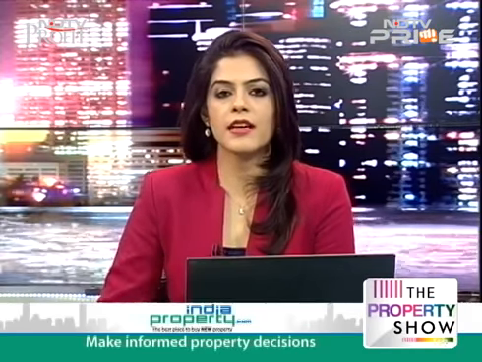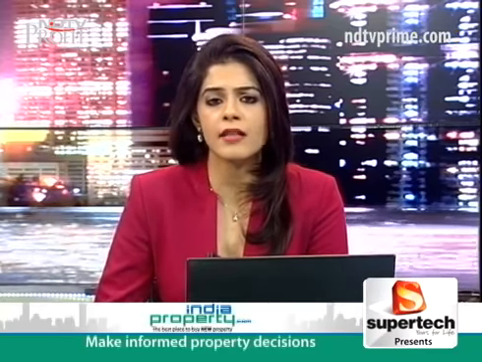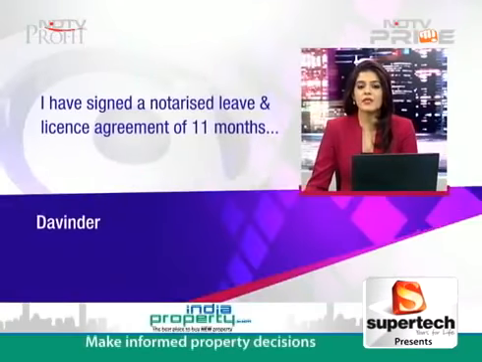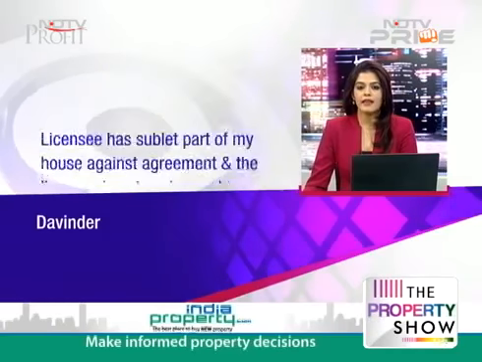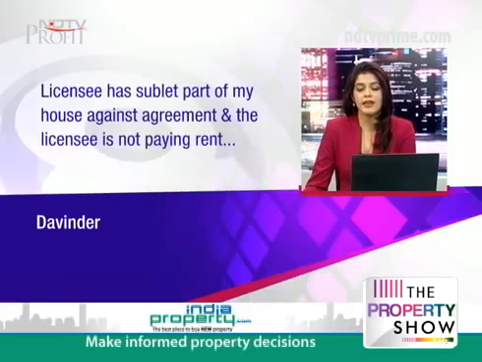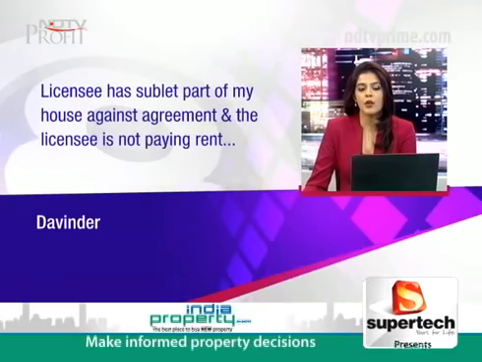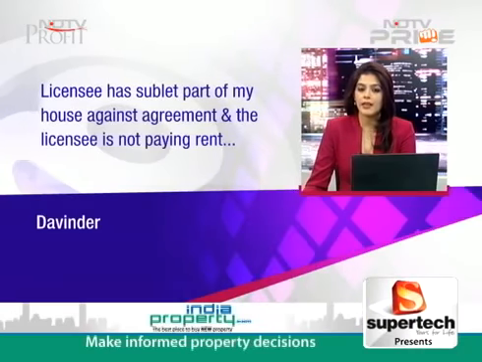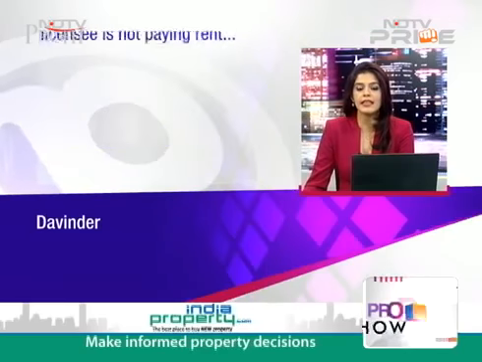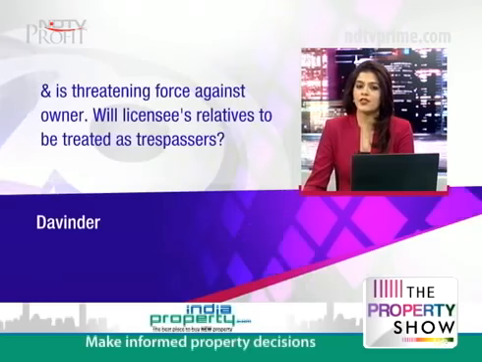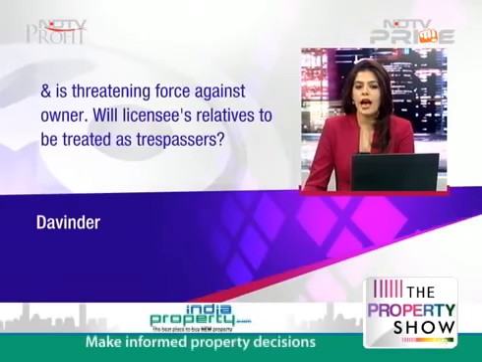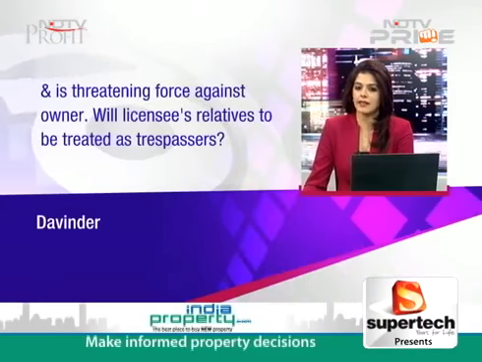Okay, next question comes from Davinder. He wrote to us saying, I signed a notarized leave-and-license agreement of 11 months. The licensee has now sublet part of the house against my agreement, and the licensee's relatives are staying in that part now. The licensee is also not paying any rent and is threatening force against the landlord. The licensee's relatives are to be treated as trespassers, he wants to know, and how should he evict the licensee?